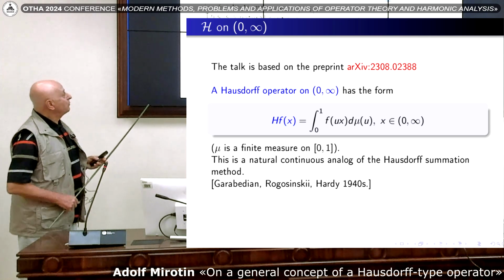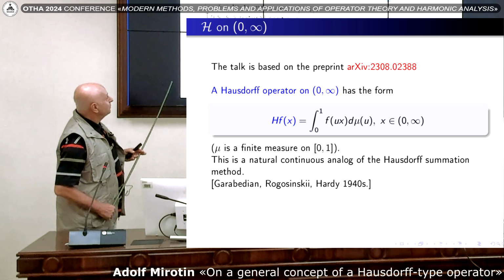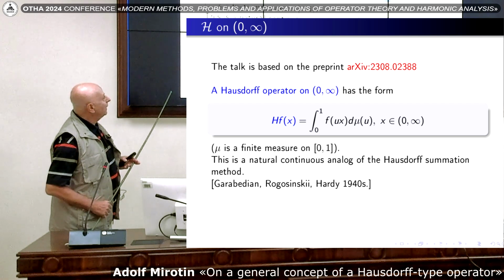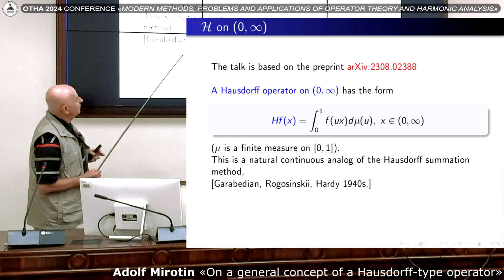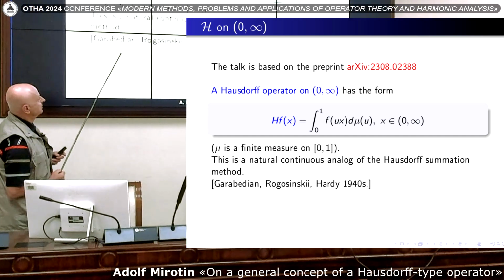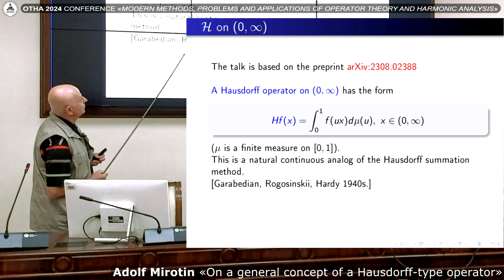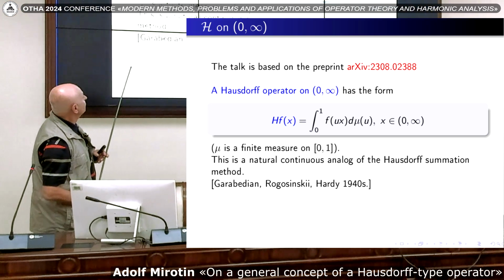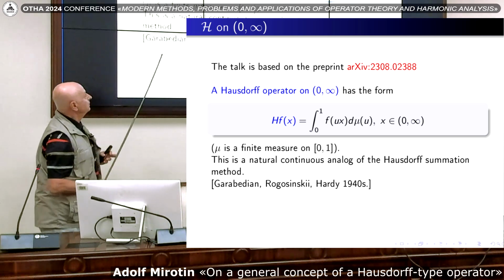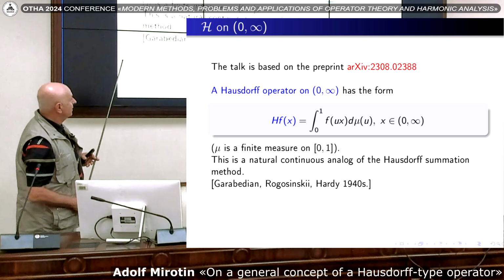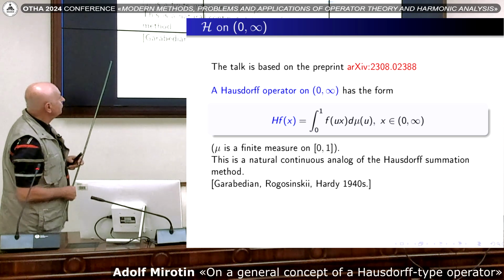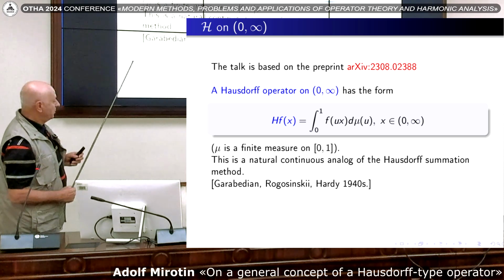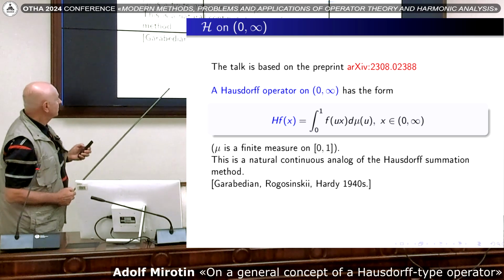The first form of the Hausdorff operator appeared in the works of Garabedian, Rogozinsky, and Hardy in the 1940s, and looks as follows. Here mu is an arbitrary measure on the segment [0, 1]. F is a function on the positive semi-axis. So I call this operator Hausdorff operator on the ray [0, infinity), or Hausdorff operator on semi-axis. The name Hausdorff is due to the fact that this is a natural continuous analog of the Hausdorff summation method for series and integrals.